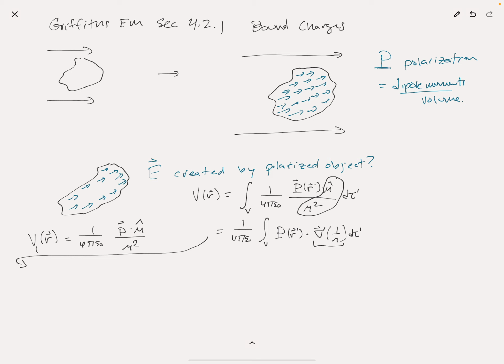That integration by parts gives you two integrals. It gives you 1 over the volume of the gradient of my polarization over script R d tau prime. And there's a minus sign, another integral over volume, 1 over script R, the divergence of my polarization integrated over all space there.